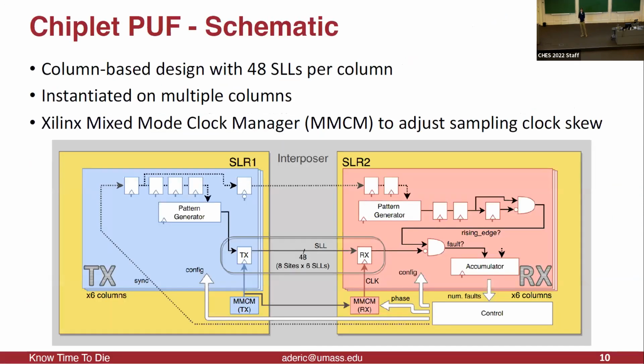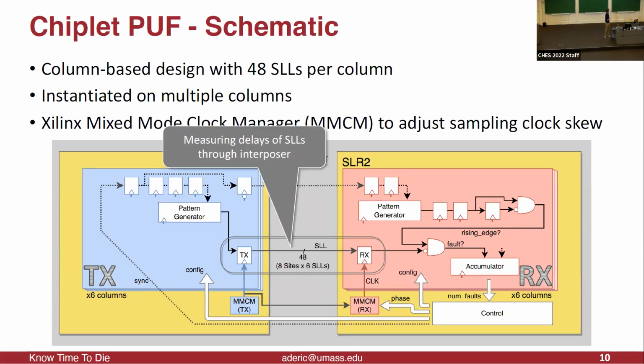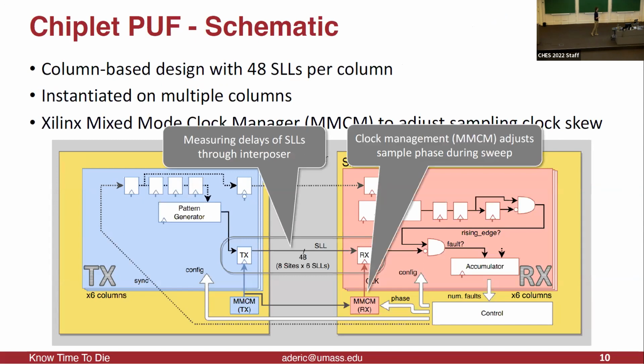It is column-based, and I will explain what I mean by that. But you don't really have to actually understand what's happening here. I'll give you a couple hints. So you have 2 chiplets, and between them you have these wires. And these wires actually go through the interposer. So these are the wires that we care about. You also have these MMCMs, which essentially let you control the clock. So you can essentially do a phase sweep with them.